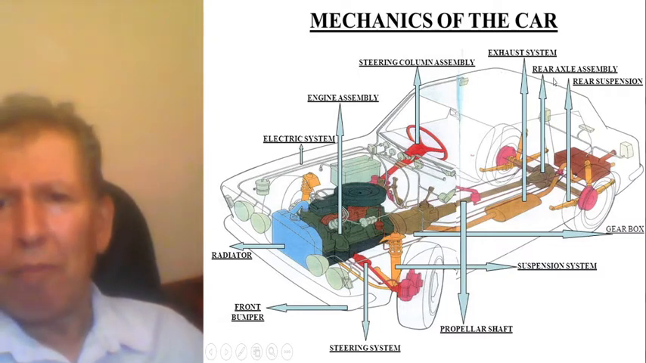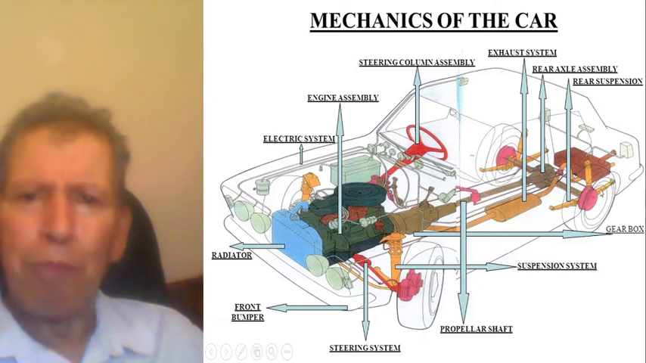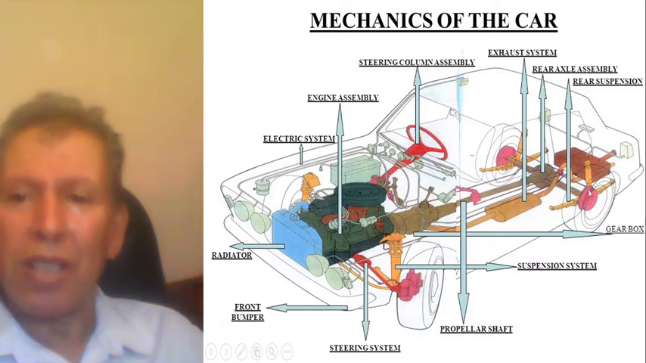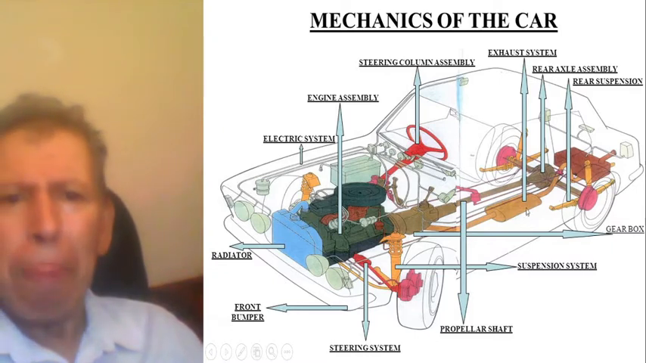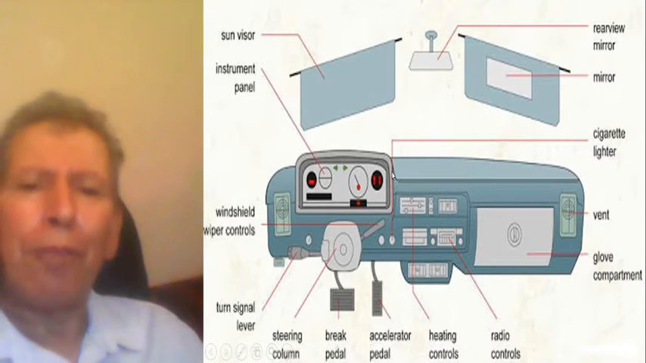This is rear axle assembly. It's axle. Rear suspension. As you can see, there is this suspension in here. These springs, a series of springs, des ressorts. Ce sont des ressorts. Okay, let me move on.